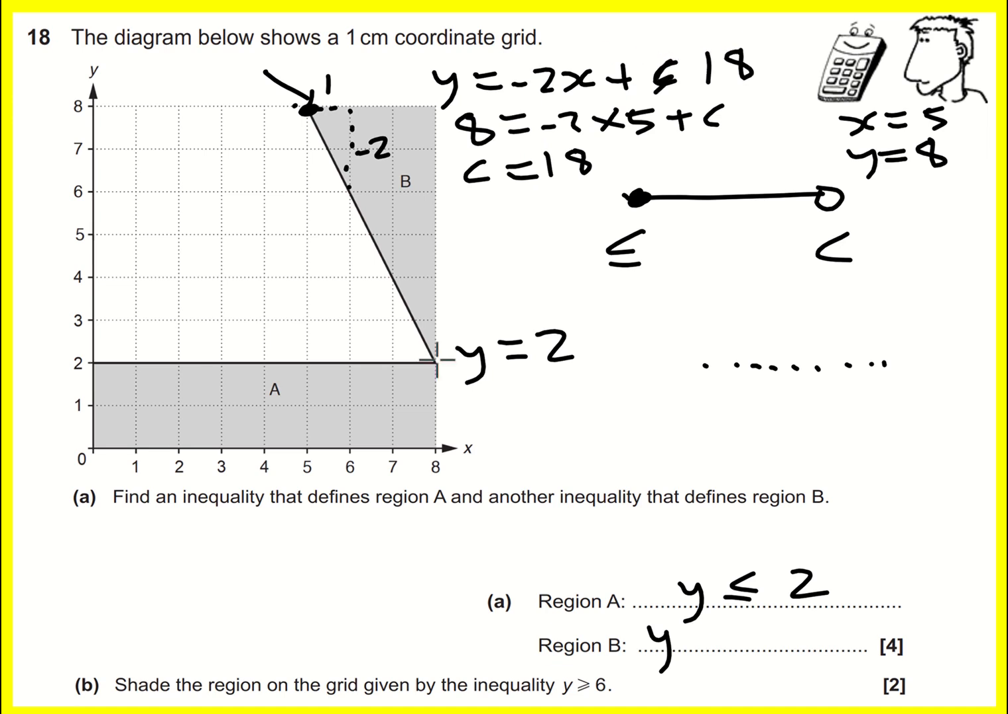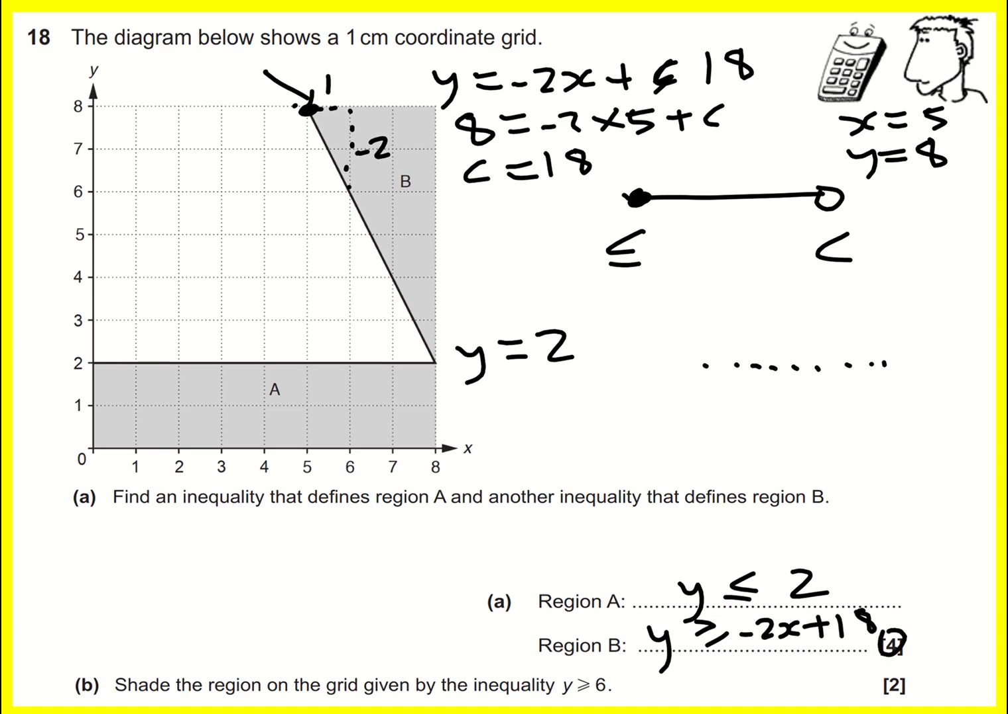I could check it if I wanted. When x is 8, I'm going to get minus 16 here, and then when I add 18, I'm going to get 2, and I can see, yep, that works. That's where they cross. Brilliant. So my final answer is going to be everything above this line, including the line. It's going to be y is greater or equal to minus 2x plus 18.